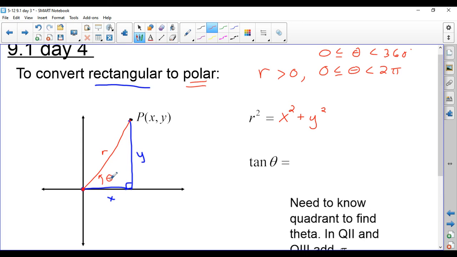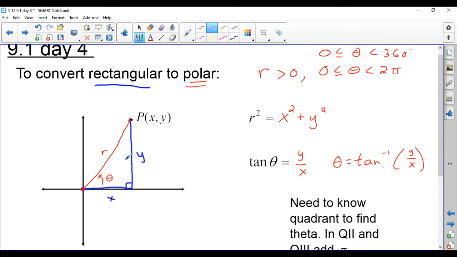Now, if I look at the triangle, I want to write an equation that involves theta. I know x and y, I know both the legs. So the tangent of theta is opposite over adjacent, which is y over x, which means I could solve that equation for theta. Theta would be the inverse tangent of y over x. That's the theta inside the triangle.